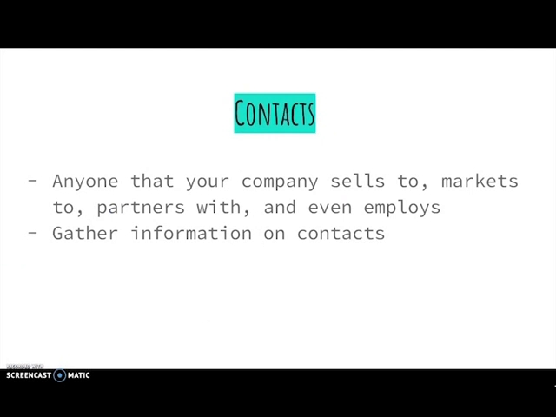Contacts are anyone that your company sells to, markets to, partners with, and even employs. These are the people that you are creating relationships with, so you want to have them in your list of contacts. You want to gather as much information on these contacts as possible so that you're able to segment each contact so that the information they are receiving from your company is useful and helpful. For example, if you have several contacts that are single mothers, segment these contacts into a group and send them useful information about how your product can help them.